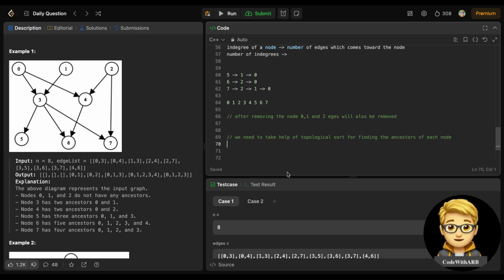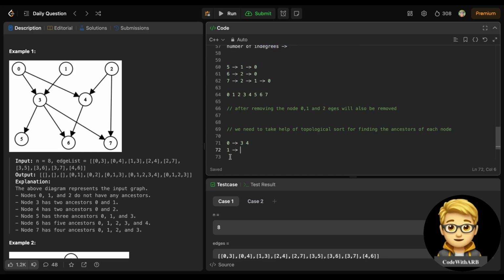So suppose I started from zero, right? And from 0, 1 and 2, this is the order of starting, right? So from this 0, 1 and 2, from this 0 I can go to 3, I can go to 4, right? From 1 I can go to 3 again, and I can go to 4 also.